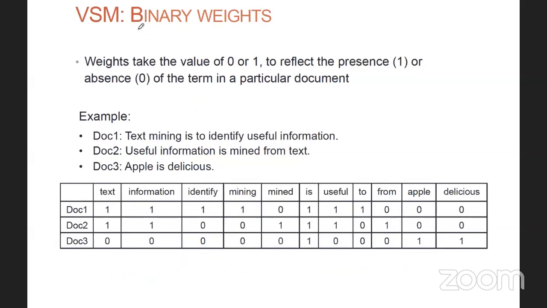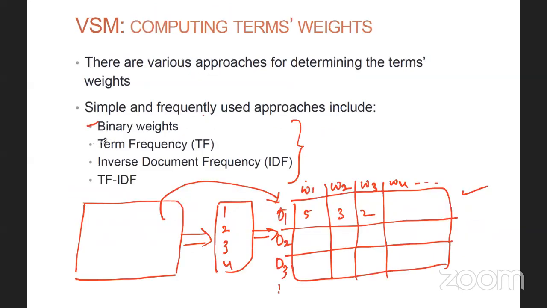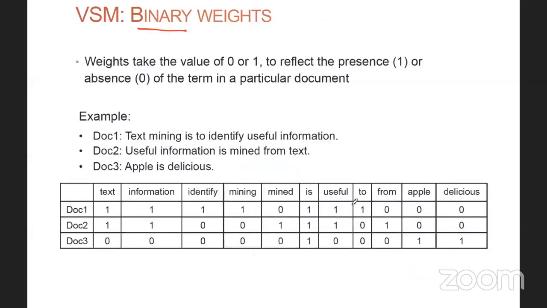So the first method is binary weights. We have binary weights, term frequency, and inverse document frequency, TF-IDF. These methods will be used to fill the matrix. Then that completes the TDM or DTM. So in this case, the binary weights.